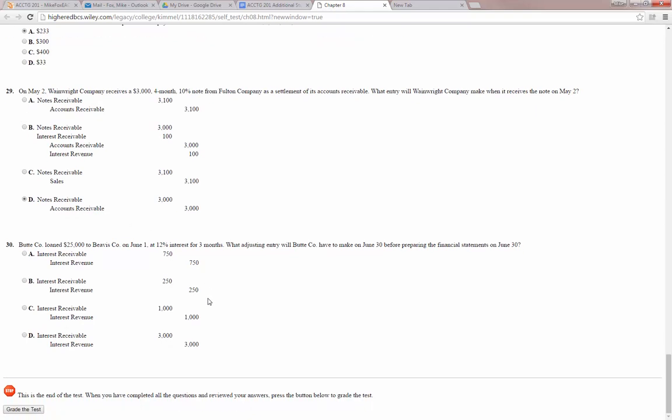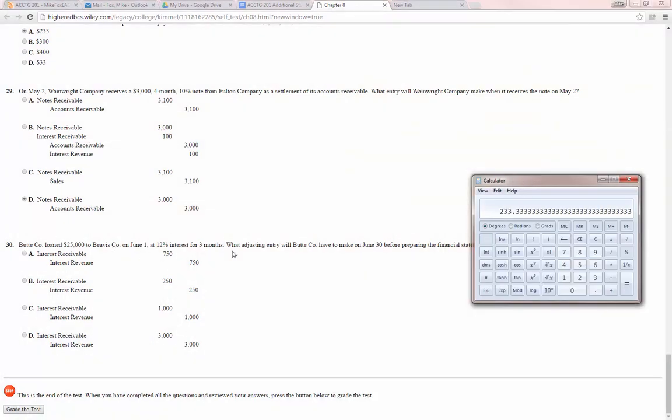Number 30. Butte Company loaned $25,000 to Beavis Company, nice, on June 1st at 12% interest for 3 months. What adjusting entry will Butte Company have to make on June 30th before preparing its financial statements? So if the money was lent on June 1st, then 1 month of interest will have accrued by June 30th. So again, we just need to figure out how much that is.